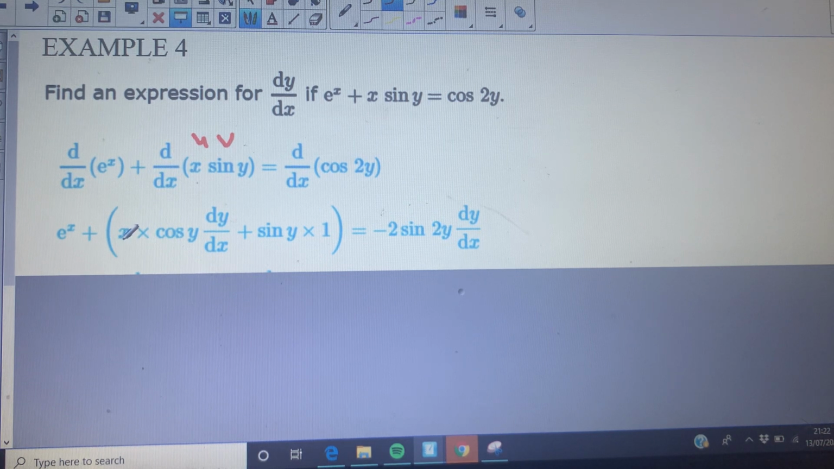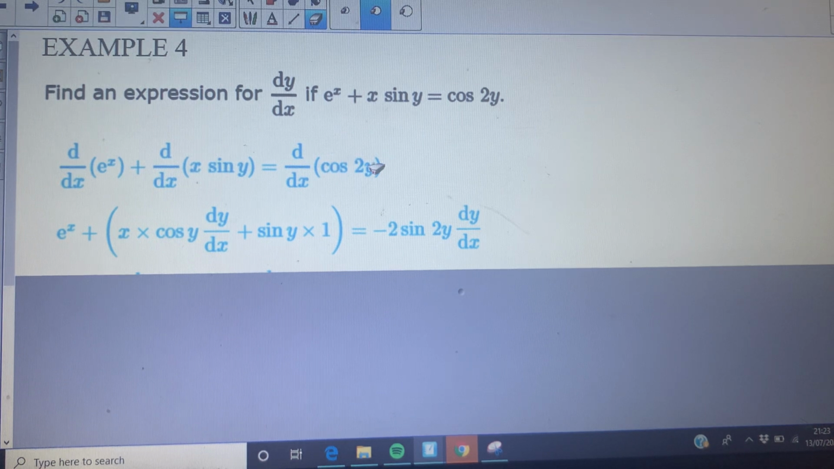So in the product rule, we've got u dv/dx. Now when you differentiate the sin y, that gives you cos y, and then you multiply by dy/dx. You've now got v du/dx, and of course du/dx is just 1. So that's our first bit, that's fine.